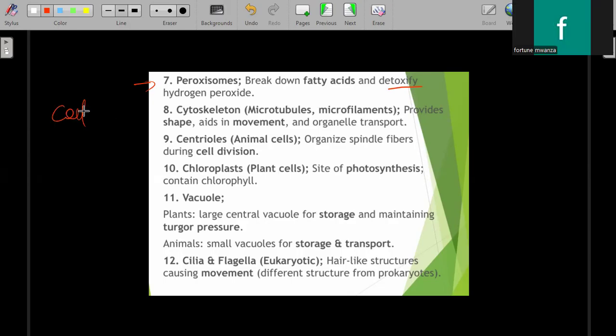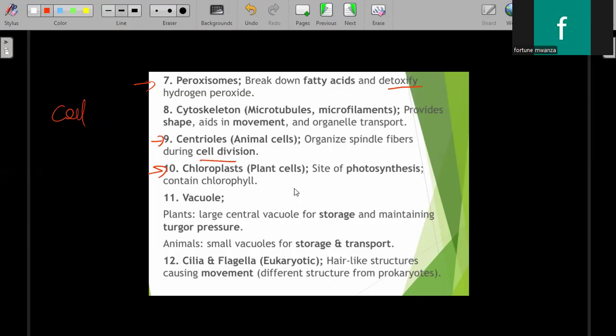So we'll talk about cell division stuff. You have the centrioles, which are the ones involved in cell division. Then the microtubules and microfilaments are the ones which are involved in movements, attachment, and all those things. Then you have your chloroplast, which is involved in photosynthesis.